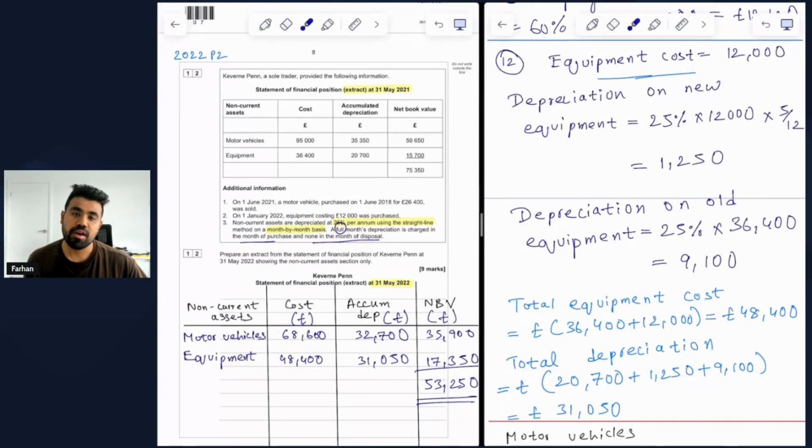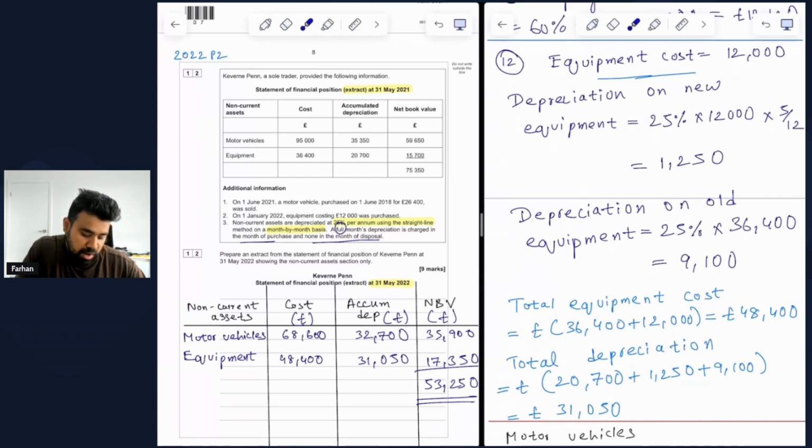My name is Farhan. This video will teach you how to calculate depreciation for multiple non-current assets and then prepare the extract for the statement of financial position. This is question number 12 taken from 2022 paper 2 past exam. Kevin Penn, a sole trader, provided the following information.